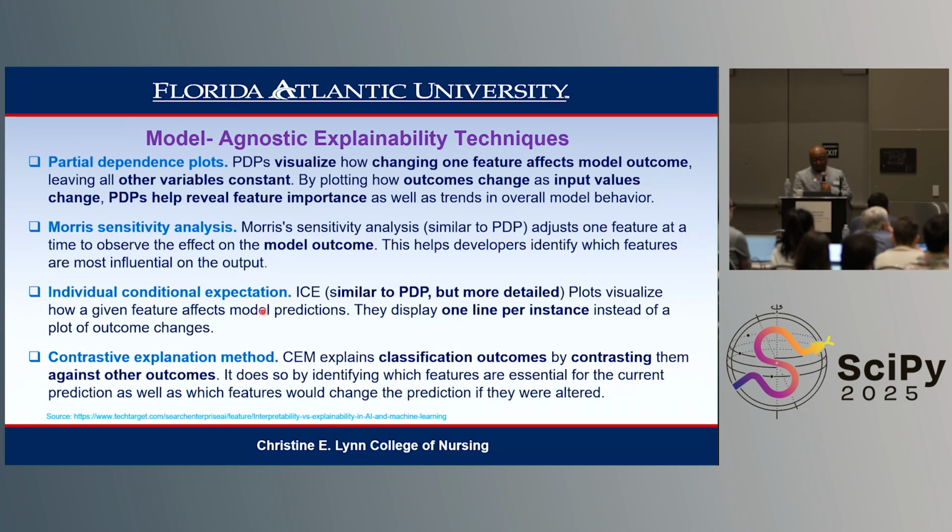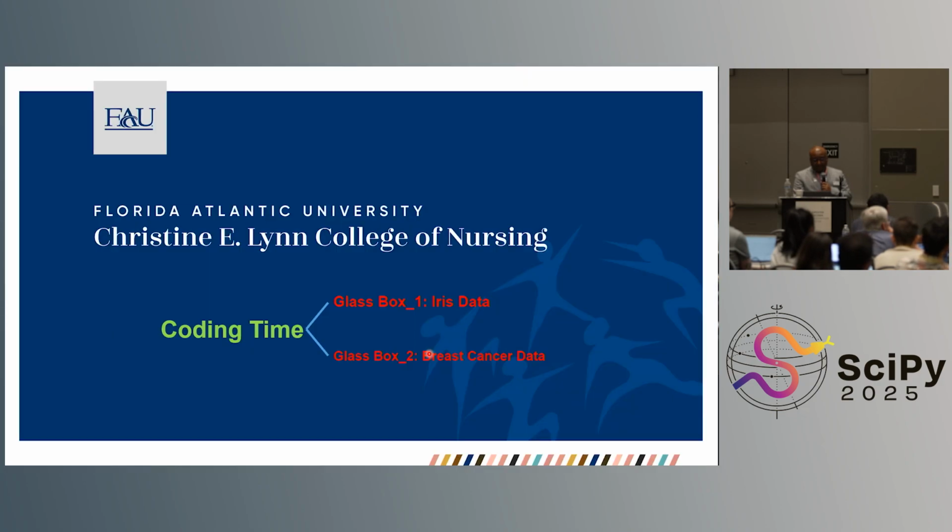So model agnostic explainability: partial dependence, Morris sensitivity, individual. We discuss also those methods. Okay, let's go for coding. There are two coding parts. First, I sent you the iris data set. Then we can come to the breast cancer data set. So let's go for that.